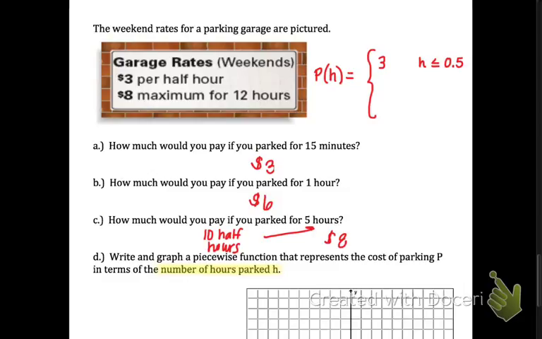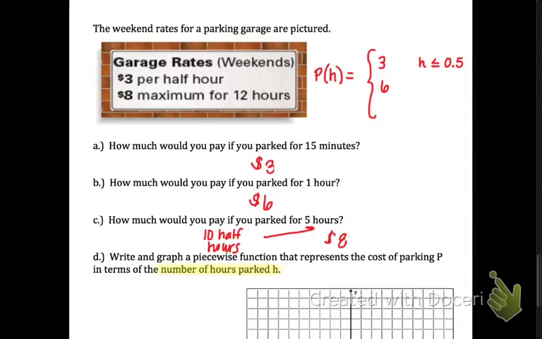$3 for half an hour, $6 for a whole hour, $9 for an hour and a half. So we've already exceeded that $8. So that means that the only possible price that we could pay without going over the maximum would be $6. There's no way that I would pay less than that or more than that. If I did only half an hour, I would have to pay $3. If I do a whole hour, I would have to pay $6.